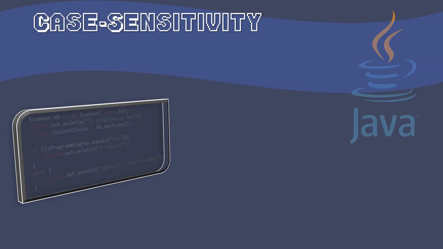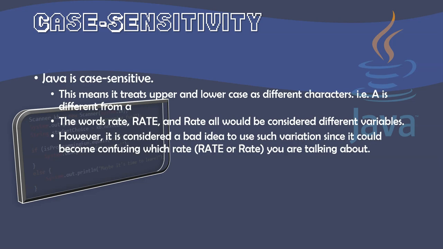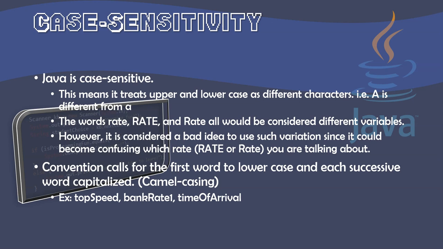Another thing to keep in mind as we start creating names for our variables is case sensitivity. Java is very case sensitive, which means it treats upper and lower case as different characters. So for example, an uppercase A is different from a lowercase a. The words RATE with all caps, Rate with a capital R, and rate with lowercase are all different variables because, again, the casing is different. However, this is kind of a bad idea to name your variables this way because as the programmer, it could be confusing. Well, which rate are you talking about?